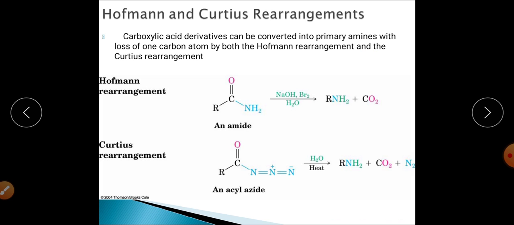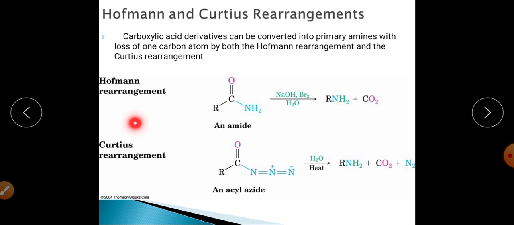Now when we discuss more methods of preparation of amines, the next one is Hofmann bromamide degradation reaction and the Curtius rearrangement reaction, and this is synthetically a very important method, as well as stereochemically. If I am talking about the stereochemistry of this reaction, it is really very beautiful.